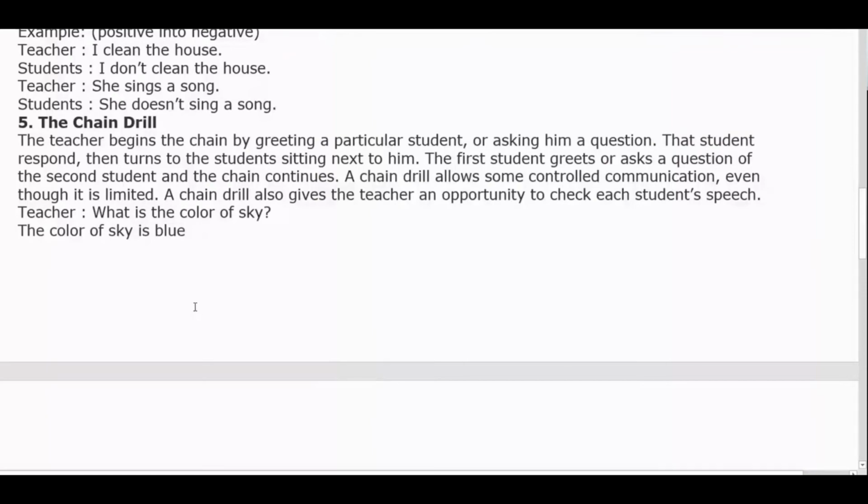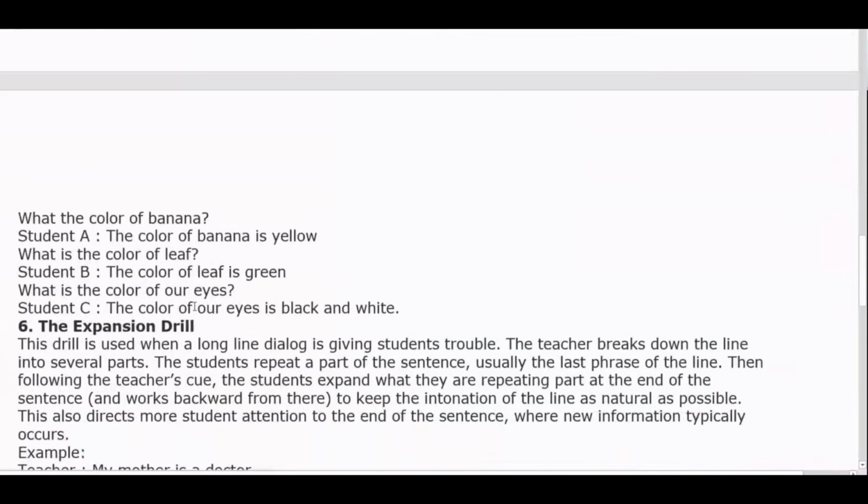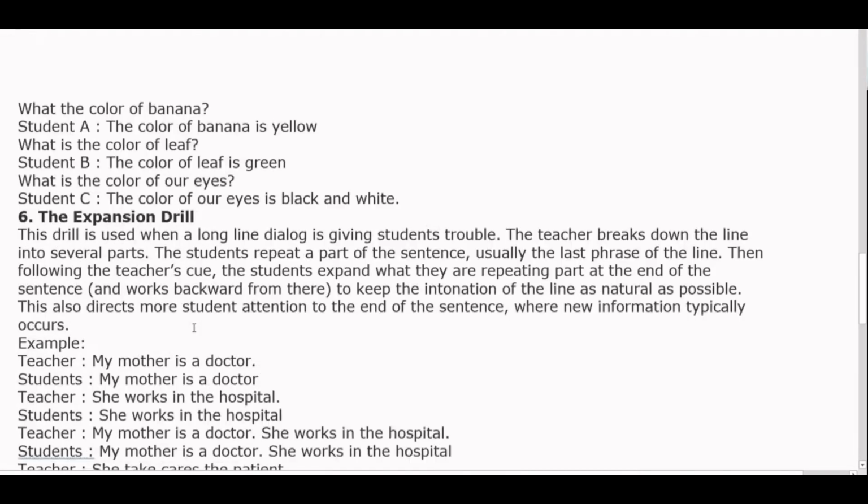What is the color of the sky? The color of the sky is blue. Now the other student A will ask, what is the color of banana? Then he will answer, the color of banana is yellow. Now he will ask a question to student B. What is the color of leaf? The student B will answer, the color of leaf is green. Now student B will ask a question to student C. What is the color of our eyes? The color of our eyes is black and white. So the chain of sentences will go on.